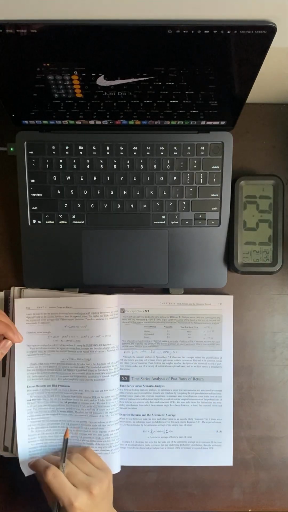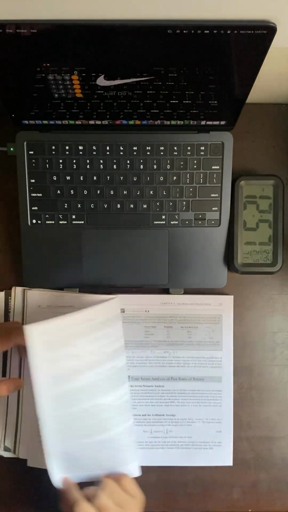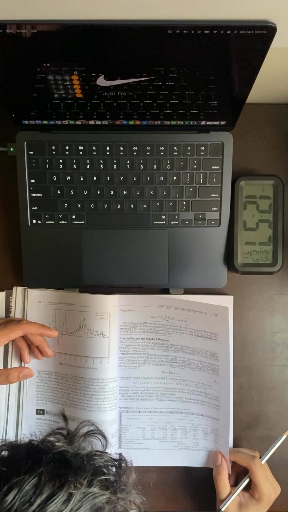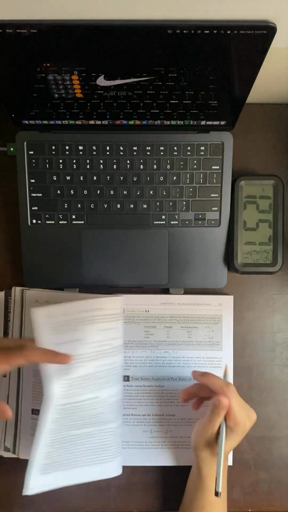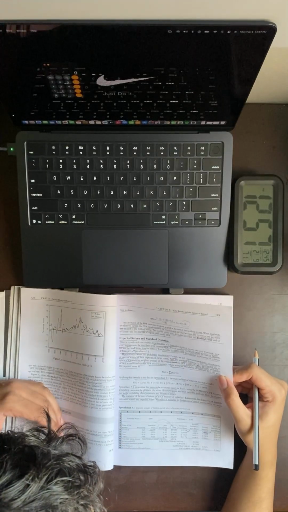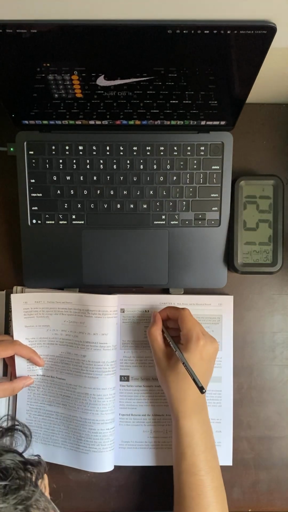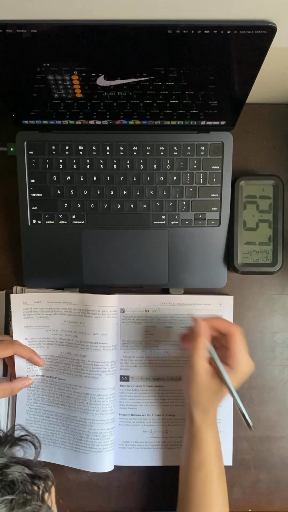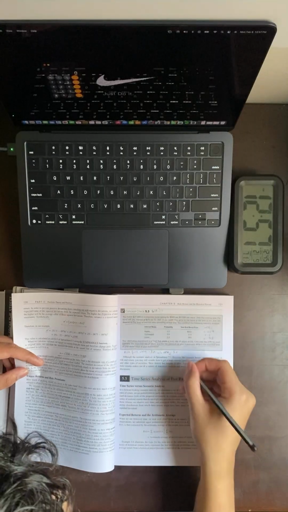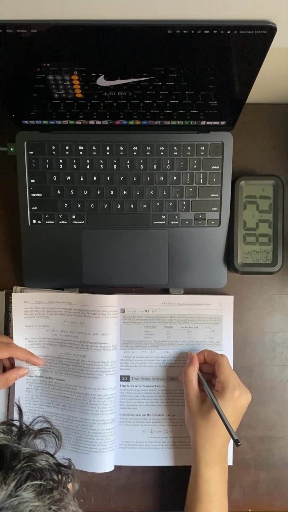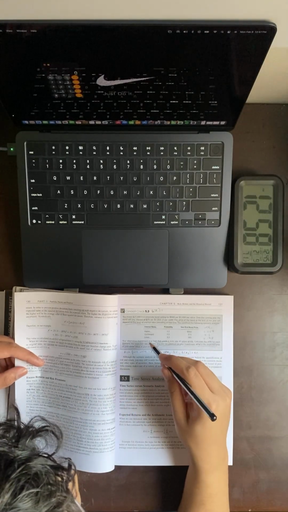Expected rate of return. How do you find that? How do you find the ER? Okay, ER equals the 0.25 times, okay, like that. So the expected rate of return will be 5% only, without fail.